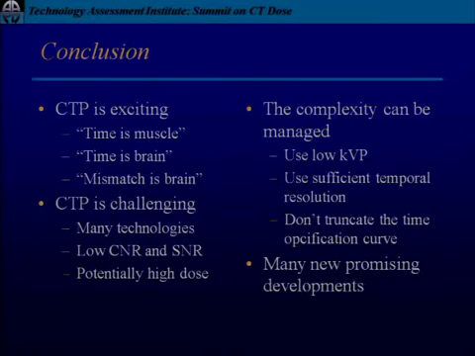Okay. Do not truncate the timeline. That is another artifact that we've seen. If you don't acquire the data long enough, then you don't see the bolus completely go through, and you will never know what your mean transit time is. Okay. There are many new promising developments: iterative recon being one, and dual energy imaging being the other, and both of them are still being worked out as to how we're going to use them. So I think with that I'll stop, and I'll take any questions.